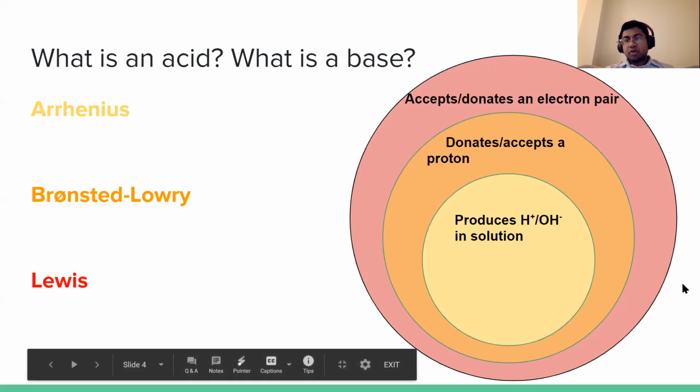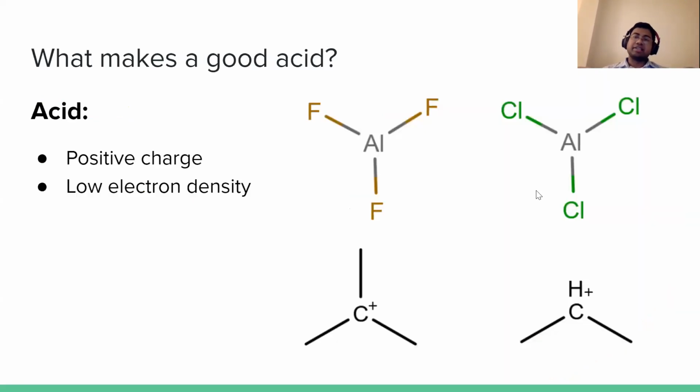So with that, let's look at what makes a good acid and a good base. A good acid is often one that has positive charge, and if not having positive charge, has a really low electron density at the acidic site. So if we look at the top two molecules, we've got AlF3 and AlCl3.